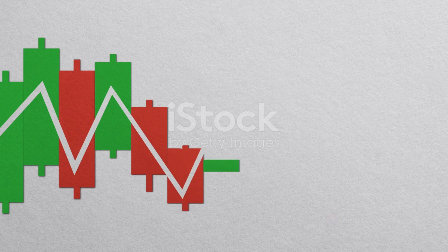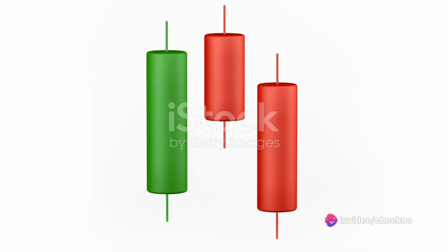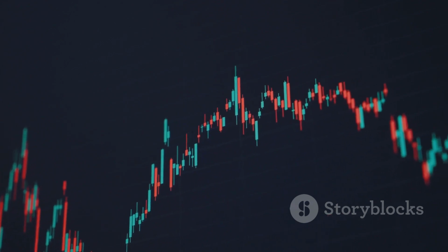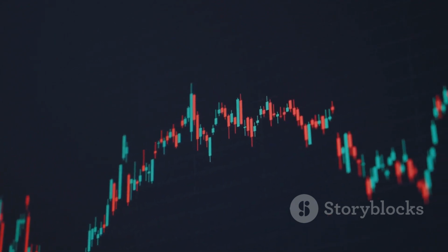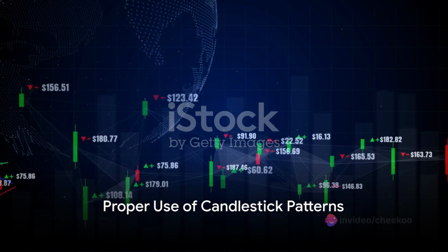Similarly, the hammer, a single candlestick with a small body and a long lower shadow, suggests a bullish reversal. The morning star, a three-candle pattern, also hints at a bullish reversal. On the flip side, bearish patterns like the bearish engulfing pattern, the shooting star, and the evening star all suggest a potential bearish reversal.